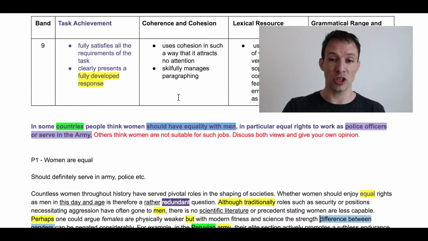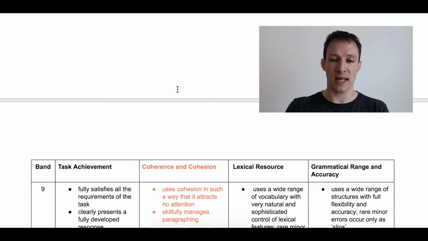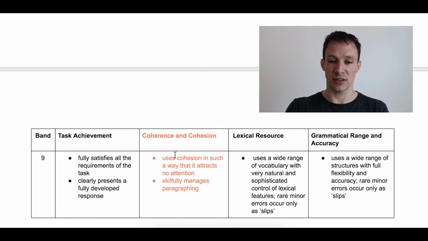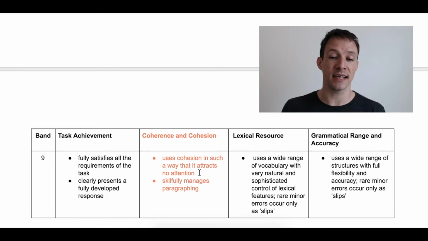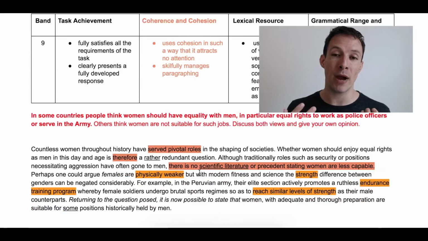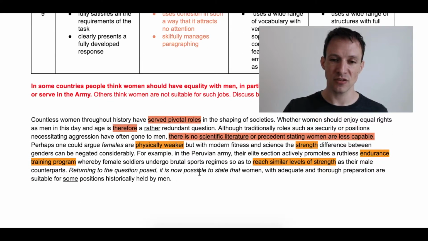Now, let's move on to cohesion and coherence. Before we get there, it's important to look at the criteria, okay? Uses cohesion in such a way that it attracts no attention. This is for a band 9. So it's difficult to actually see the connection, especially in a band 9 essay. And also it says skillfully manages paragraphing. So let's see.